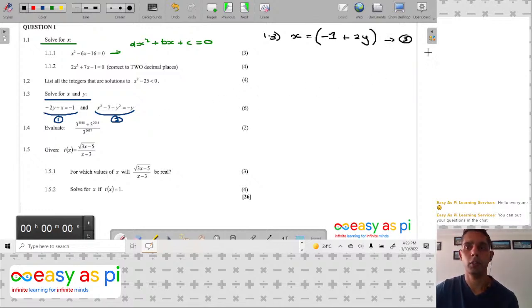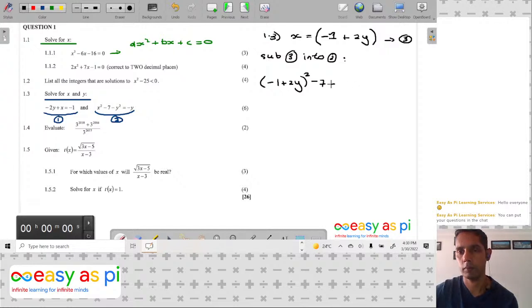And then what am I going to do? I'm now going to sub x. So where I see x in equation 2, I'm going to sub this. So I'm going to substitute 3 into 2. All right, so let's do that. I then have x squared, so in that case, I get (minus 1 plus 2y) squared minus 7 minus y squared is equal to, well, sorry, negative y.